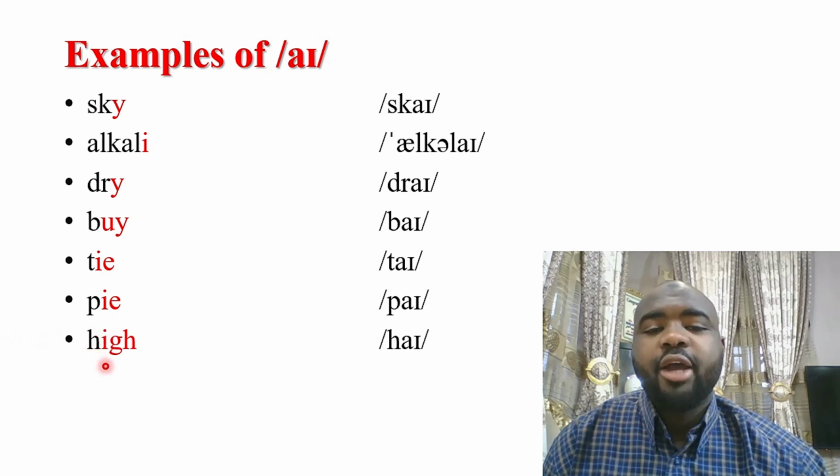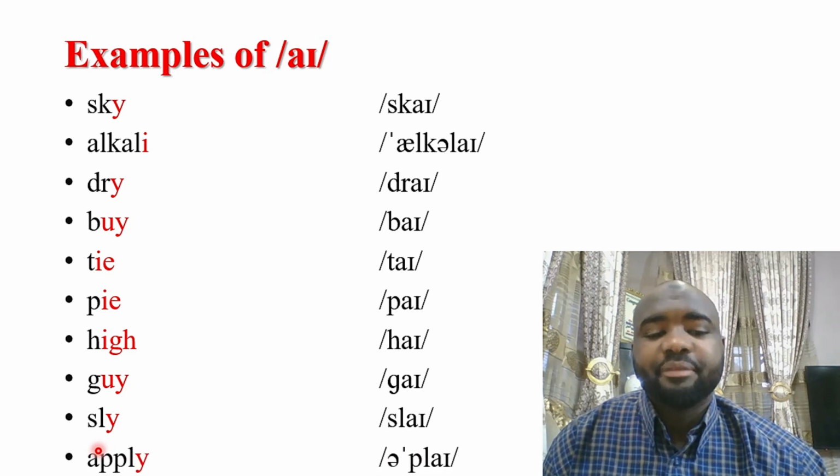High, guy, sly, apply. These are some of the examples of the vowel diphthong A, E, I sound: sky, alkali, dry, buy, tie, pie, high, guy, sly, apply. Let's move on to the next category.